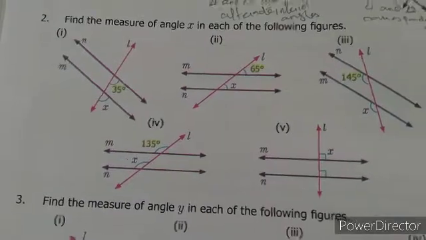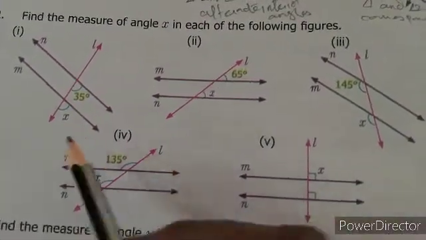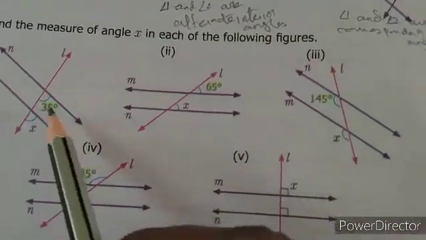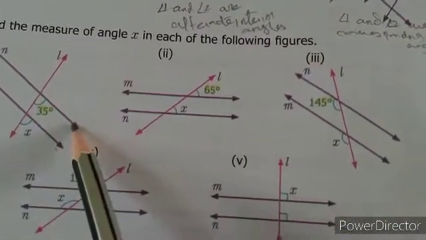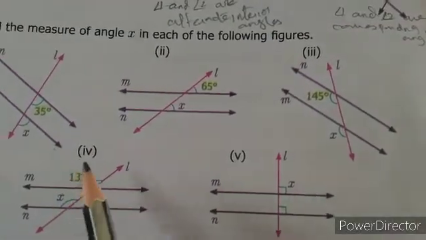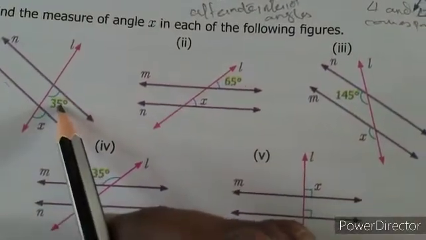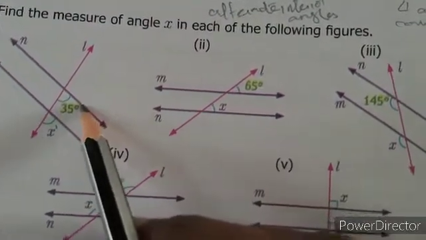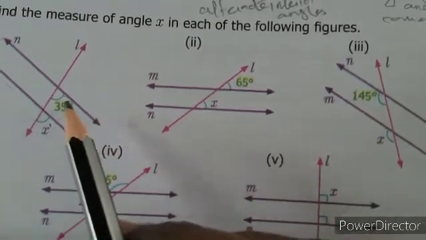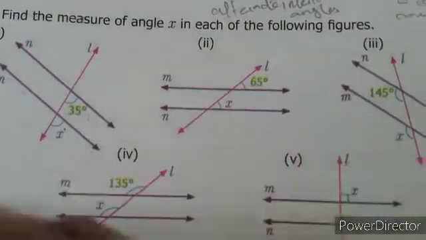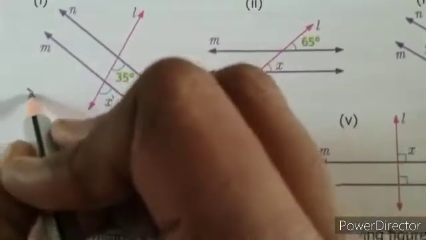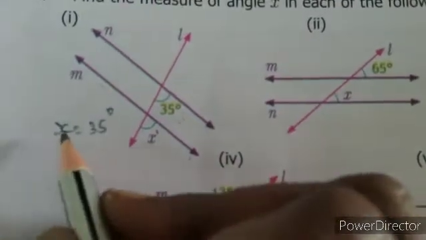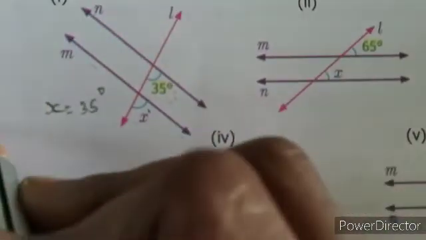Now, question number 2, find the measures of angle X. You have to find the value of X in each of the following figures. Here, M and N are parallel lines and L is a transversal. So here it is 35 degree. As x degree and 35 degree are corresponding angles, they are equal. If the angles are equal, then x equals 35 degree. So what you have to write? X equals 35 degree.